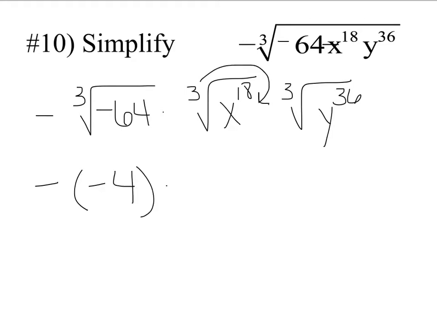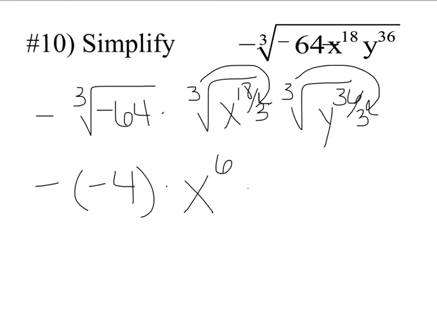Cube root of x to the 18th, you're going to bring your index back, make it your denominator, and that's going to leave you x to the 6th, because 18 divided by 3 is 6. And then we've got the cube root of y to the 36th. Again, I'm going to bring my index back, and then I'm going to say 36 divided by 3 is 12. So I have y to the 12th. And we know a negative times a negative is actually a positive. So my answer is going to be 4, x to the 6th, y to the 12th.